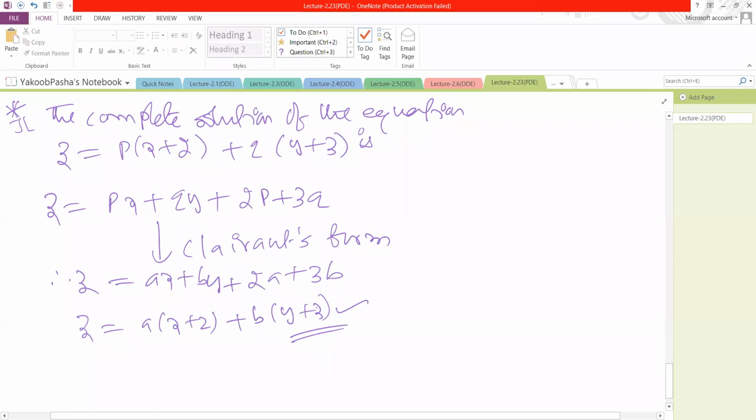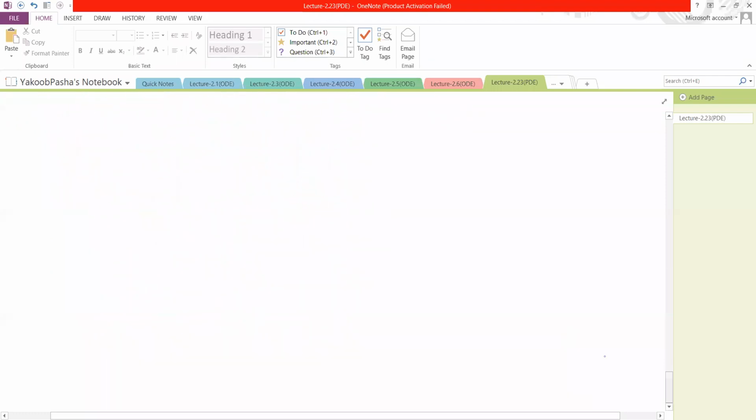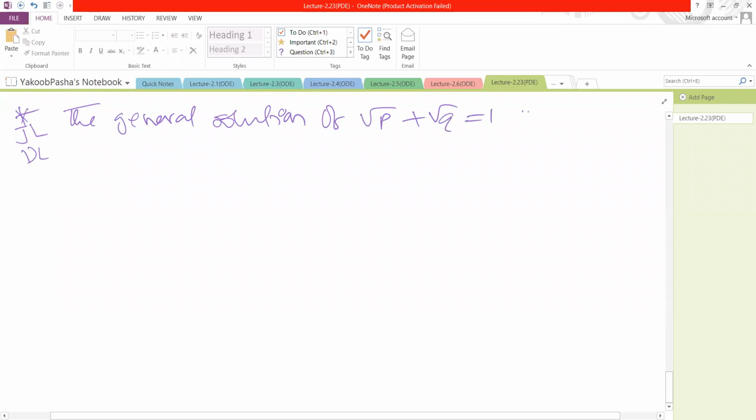Now I am taking another problem from JL and DL. It is a JL and DL question. The general solution of root P plus root Q is equal to 1 is. So first I am writing the equation root P plus root Q is equal to 1.